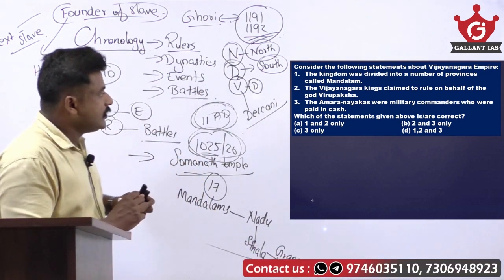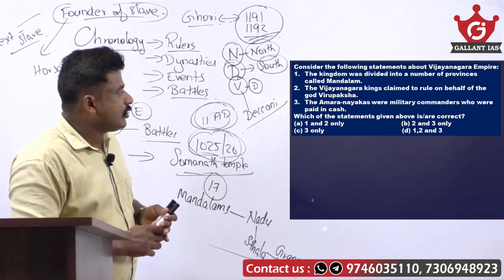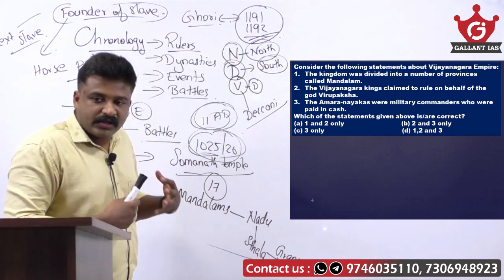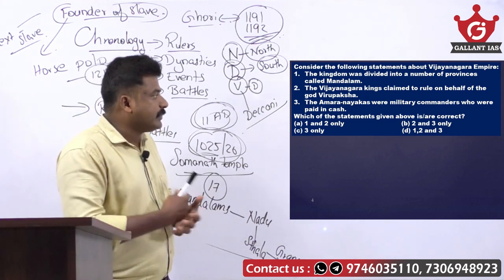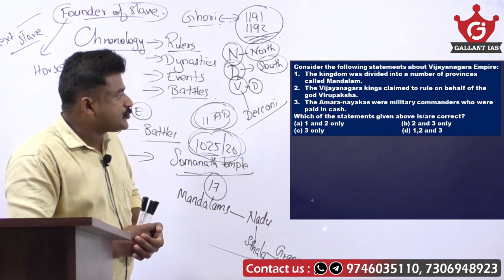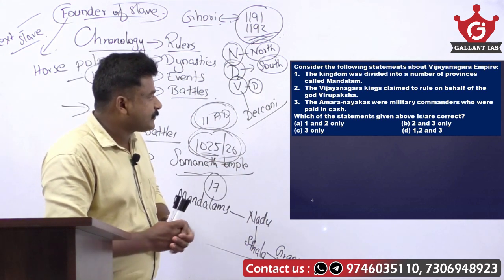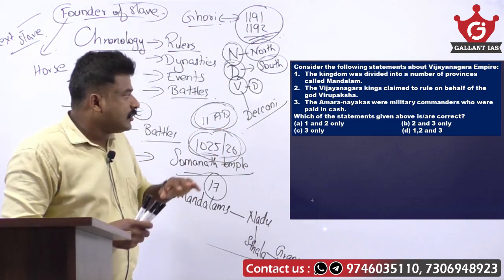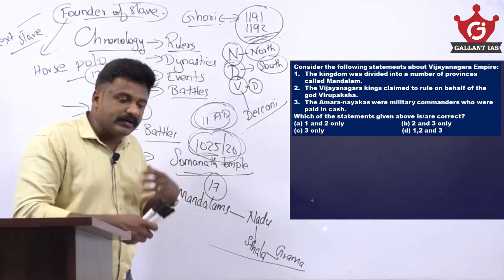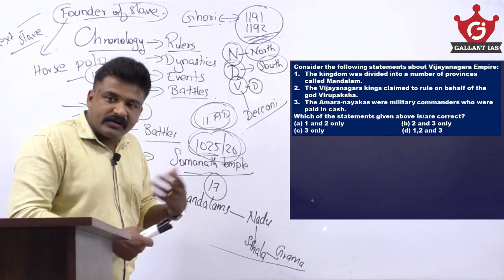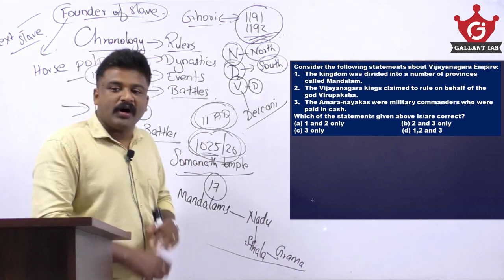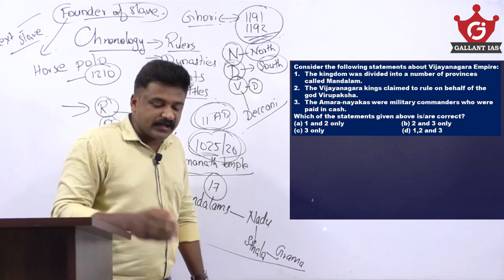Vijayanagar kings claimed to rule on behalf of God Virupaksha. That is true. The Amaranayakas were military commanders who were paid in cash. That is wrong. Amaranayakas were military commanders who were given territories to govern. So the third statement is wrong. 1 and 2 are correct statements. Okay, so take care of that.